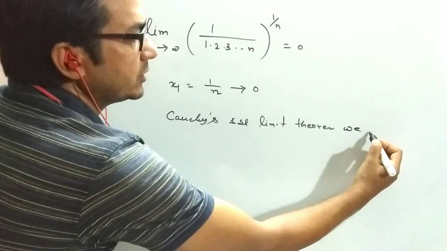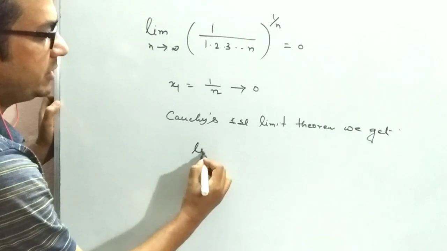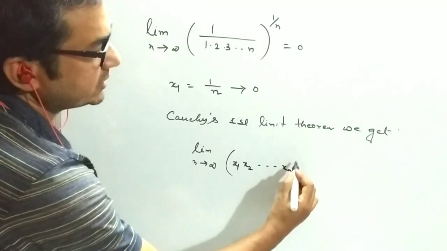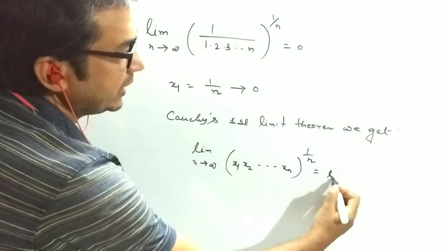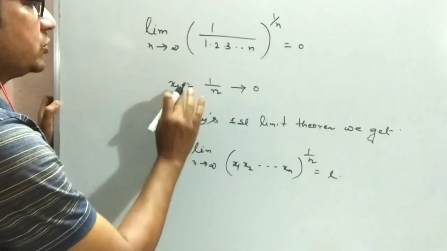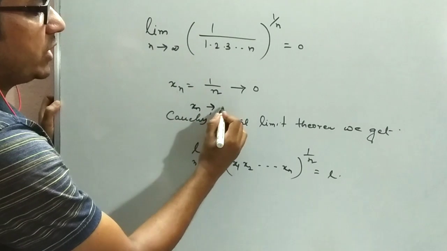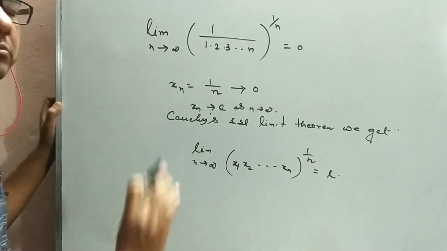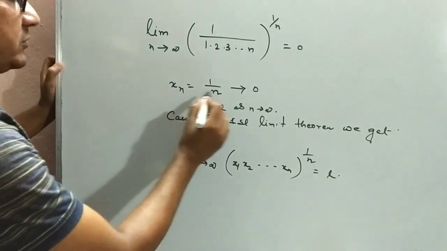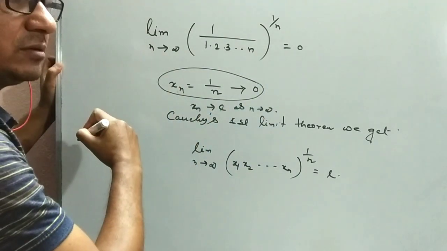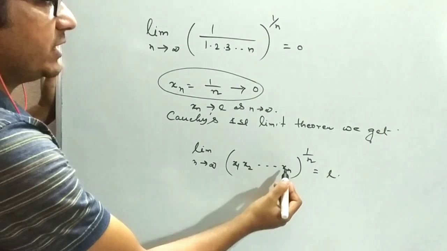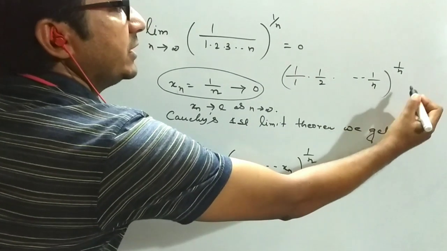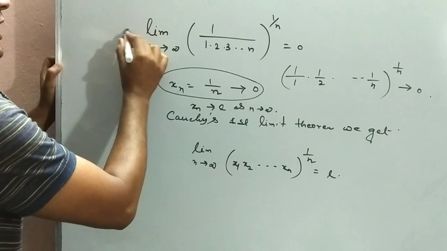we get limit n tends to infinity (x1, x2 to xn) whole to the power 1 by n equal to L. If xn tends to L as n tends to infinity, Cauchy's first limit theorem states that this is also L. Now if xn equal to 1 by n, then obviously (x1, x2 to xn), that is (1 by 1, 1 by 2 to 1 by n) whole to the power 1 by n, tends to 0. So the first option A is correct.